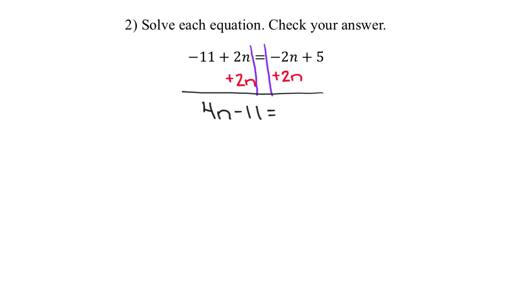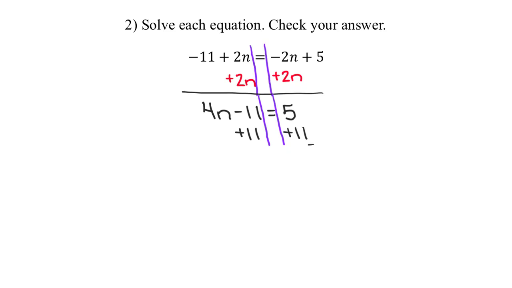What do I have on the right side of my problem now? 5. I have a 5. Yeah. Now we're back to our 7th grade math skill. Draw the line. I drew my lines. Add 11. You cut the 11 off, so get rid of the minus 11. You on the left, you on the right.